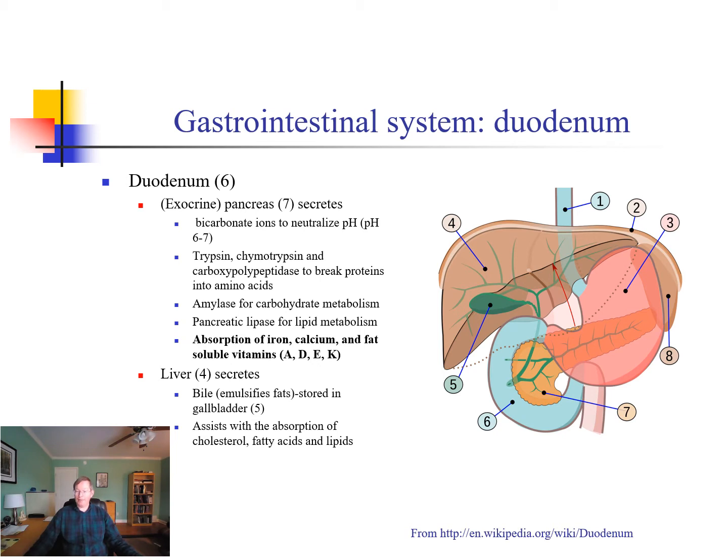I do have the absorption of some things. For example, vitamins that are fat soluble, A, D, E, and K, are absorbed in the duodenum. Now, I know you remember from when we talked about skin that I can also synthesize vitamin D in the skin, and that's absolutely true. But I can also absorb it in the duodenum. I also will absorb calcium and iron.